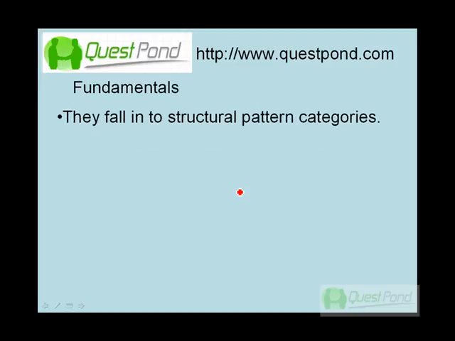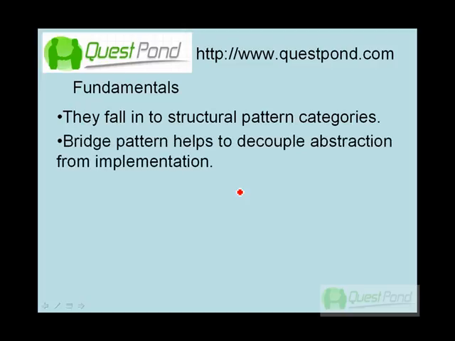The first thing about bridge pattern is that it falls into the structural pattern category. As said previously, structural patterns are those patterns which help us solve the structural issues regarding software architecture. Bridge pattern helps us to decouple the abstraction from the implementation. I hope that everyone is clear about abstraction because it's a very basic object oriented principle. Abstraction means to only show the necessary things about the object.